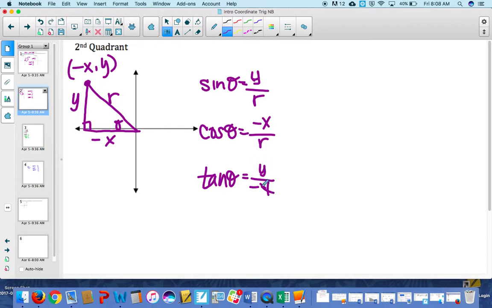All right, at this time I want you to pause the video and try the third quadrant and the fourth quadrant, noticing that both x and y are going to be negative in the third quadrant. When you are done trying 3 and 4, hit play.